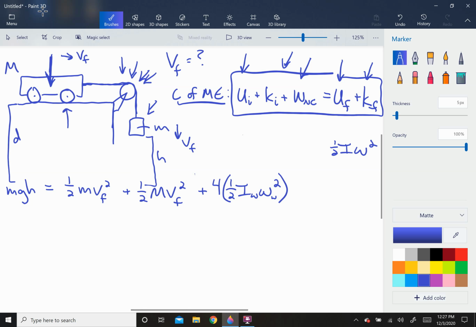Now, I could just write this term 4 times, but that takes up a bunch of space. But I have to account for each object that's spinning, just like I accounted for each object that was moving through space when I wrote these two. So I have 4 wheels that are all spinning. And then I have the pulley that's spinning. And so then I have plus 1/2 I of the pulley omega of the pulley squared. And then is anything else spinning? No. Those are all the things that are spinning.